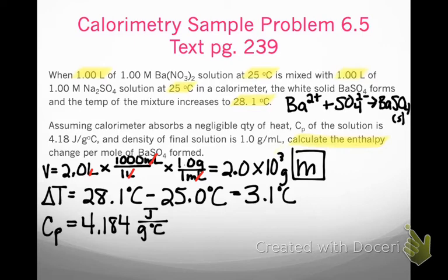So now I want to calculate the heat, which is Q. And we're going to use mass times C sub P times delta T and plug in all of the values that we have.